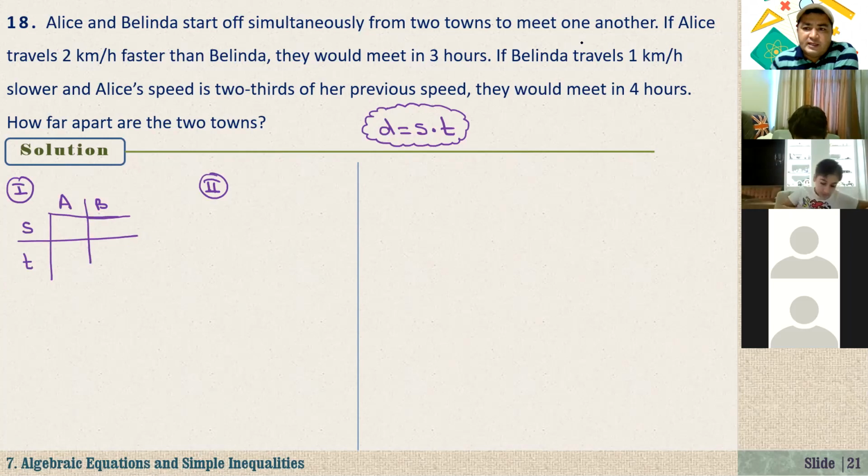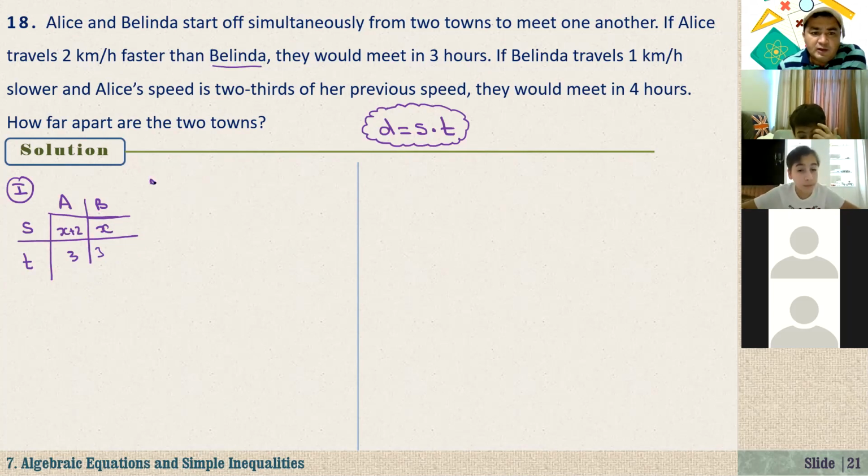In the first part, it says that if Alice travels 2 kilometers per hour faster than Belinda. Do we know Belinda's speed? We don't know. Suppose that Belinda's speed is x, okay? Then Alice's speed will be x plus 2, right? They would meet in 3 hours. So the time is 3 hours, right? Now let me just write the equation for this.